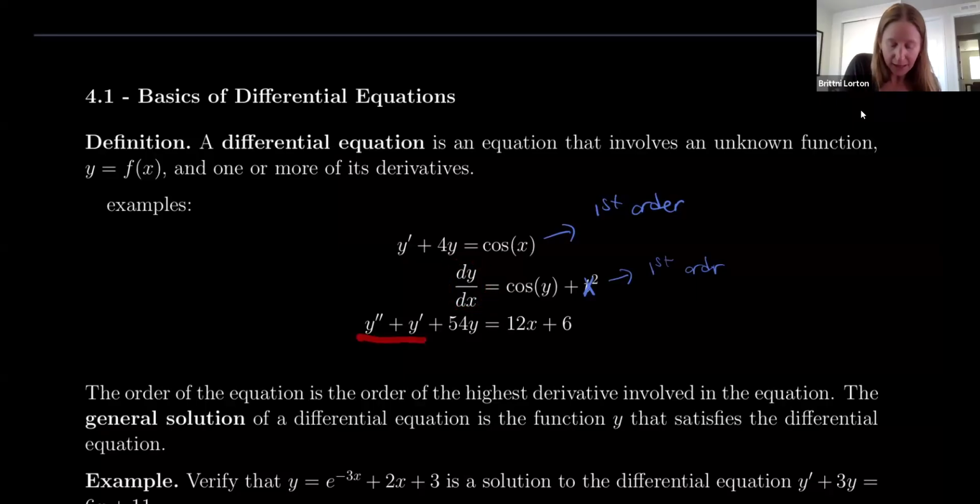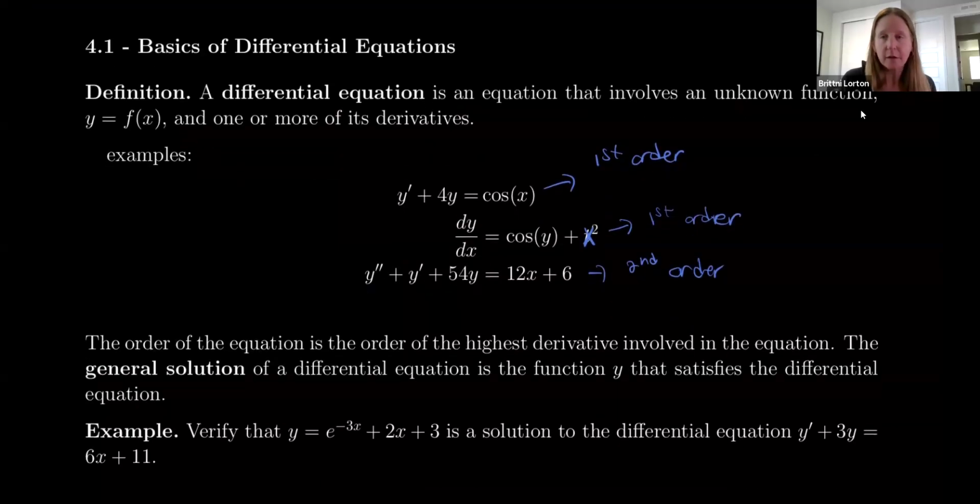Then that last example has a second derivative, so the highest derivative is the second derivative, so it's called a second order differential equation. If it had a y triple prime, then that would have been a third order, and so on. The order is the order of the highest derivative involved in the equation, and the solution, or the general solution, to the differential equation is a function that satisfies that differential equation.